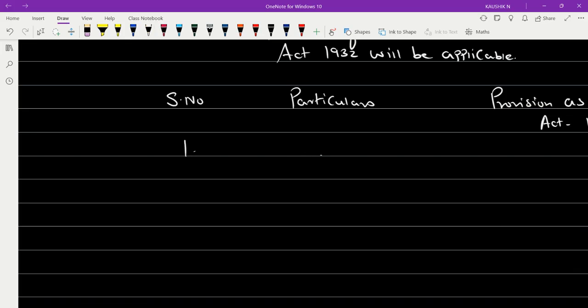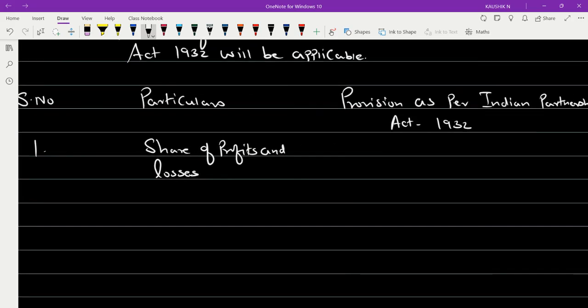share of profits and losses. If you have a partnership deed, in the deed you might have mentioned in what ratio you are going to share. That we call what ratio?